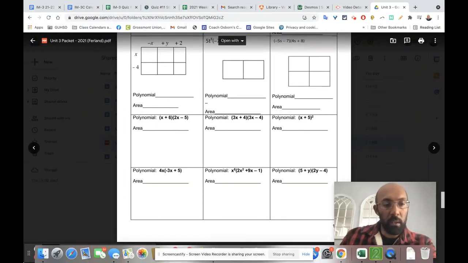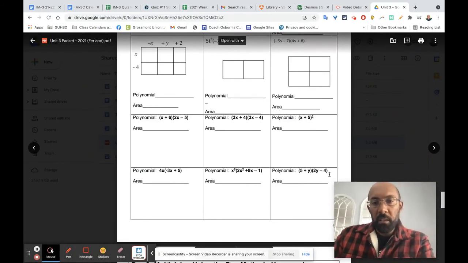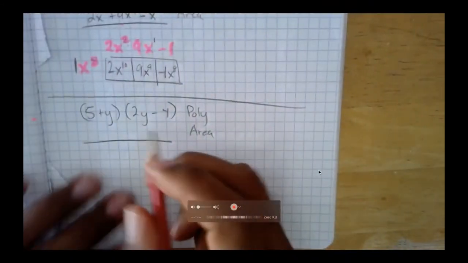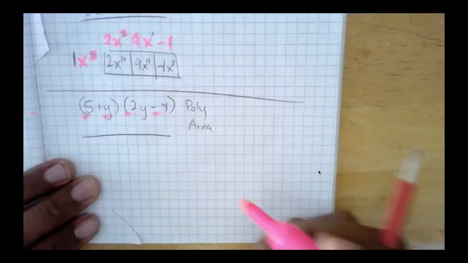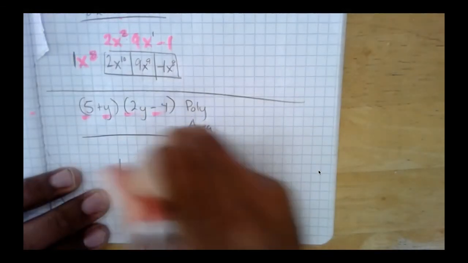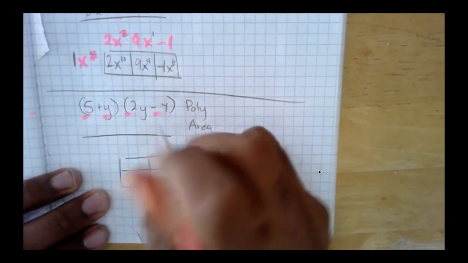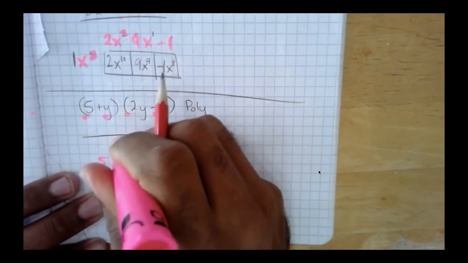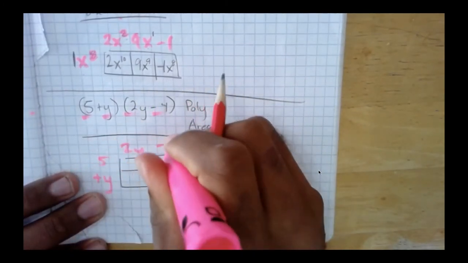All right, so the next one. All right, last one here, 5 plus y times 2y minus 4. All right, so again, 2 by 2 box. Okay, so we'll set that up. All right, so we have 5 and then plus y. On the top, we have 2y and then minus 4.